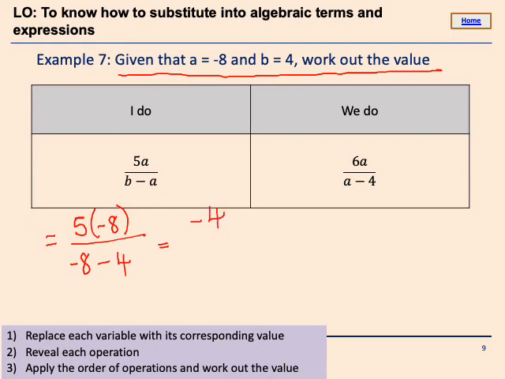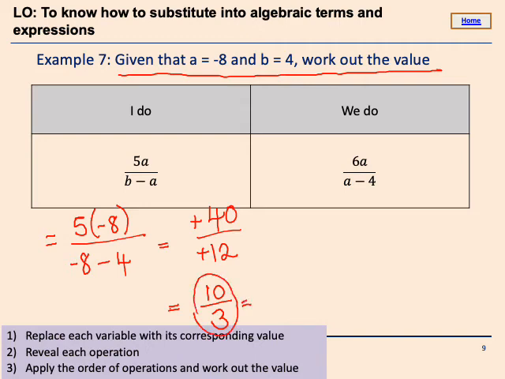So we get -40 on top, and then on the bottom we have -8 minus 4, so that's going to be -12. So now we can take out a factor of -1 from top and the bottom, and they can both become positive. We then have 40 and 12, so I can see that both of those share a factor of 4. So I can divide top and bottom by 4 and get 10 on the top and 3 on the bottom.